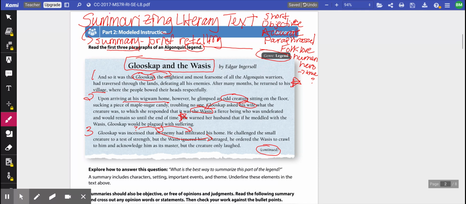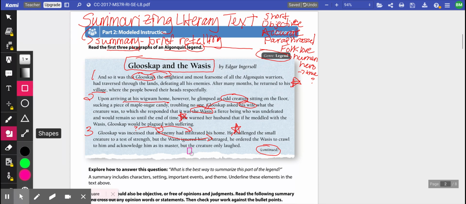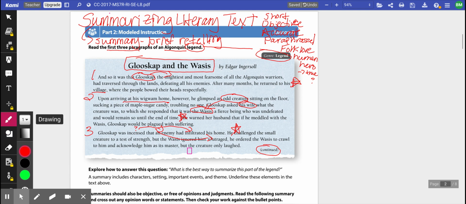So our next big event is that he challenges this small creature to a test of strength, in which the creature only laughs. Right? He is not amused by Gloosclap.